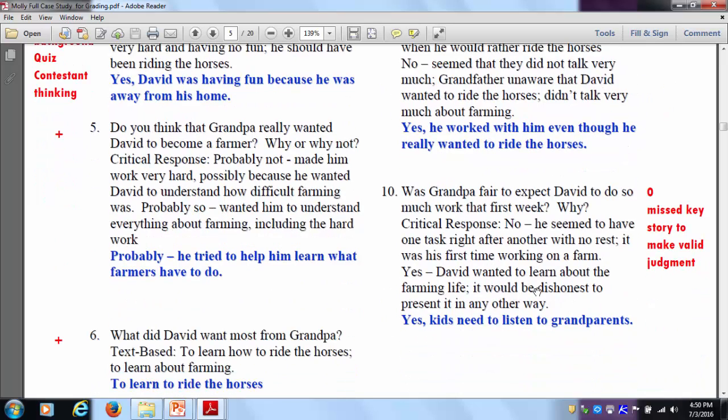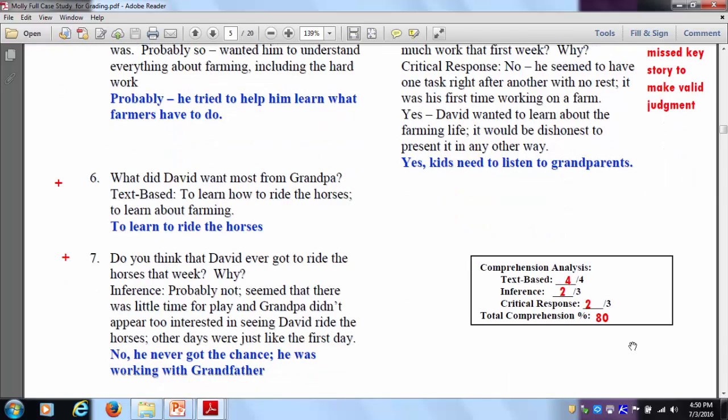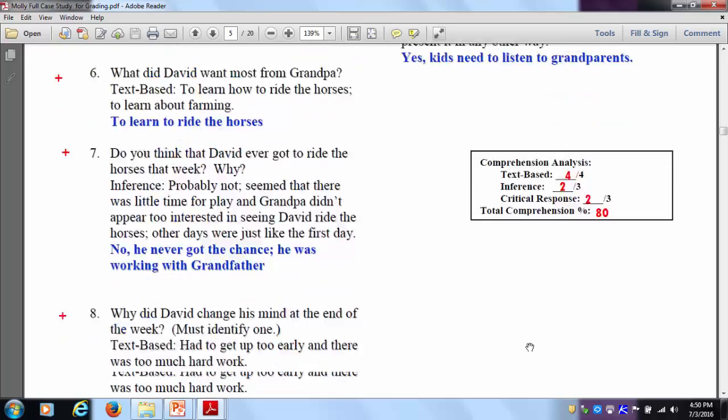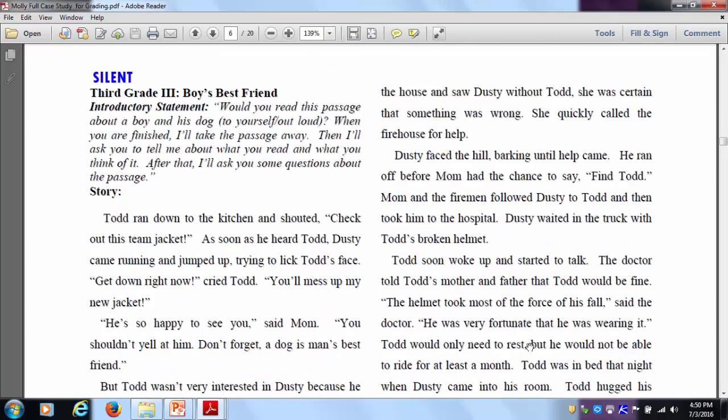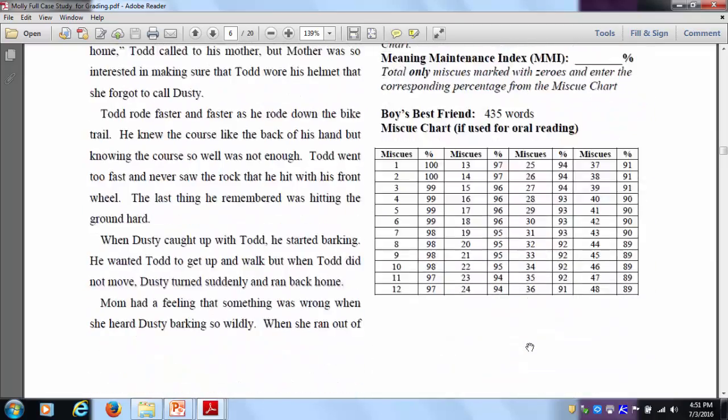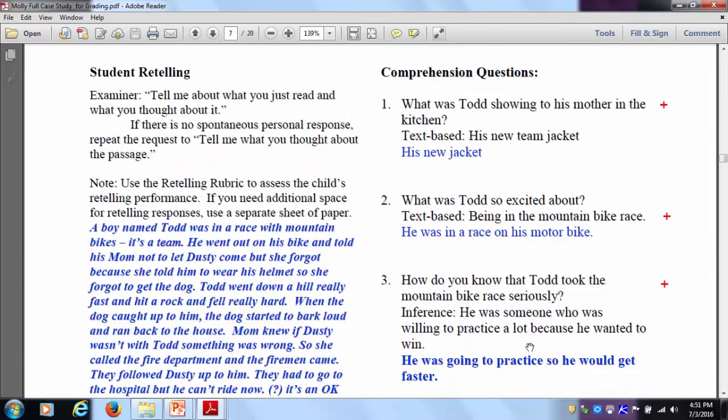And now we get to 10. Was Grandpa fair to expect David to do so much work? And he says, yes, kids need to listen to grandparents. Again, no connection to the story whatsoever. Pure speculation, but the story's rich with the opportunity to make a valid judgment. So that means we had 4 text, 2 inference, and 2 critical response for a score of 80. Quickly, the best friend, we won't read the story, but we'll go to the retelling.